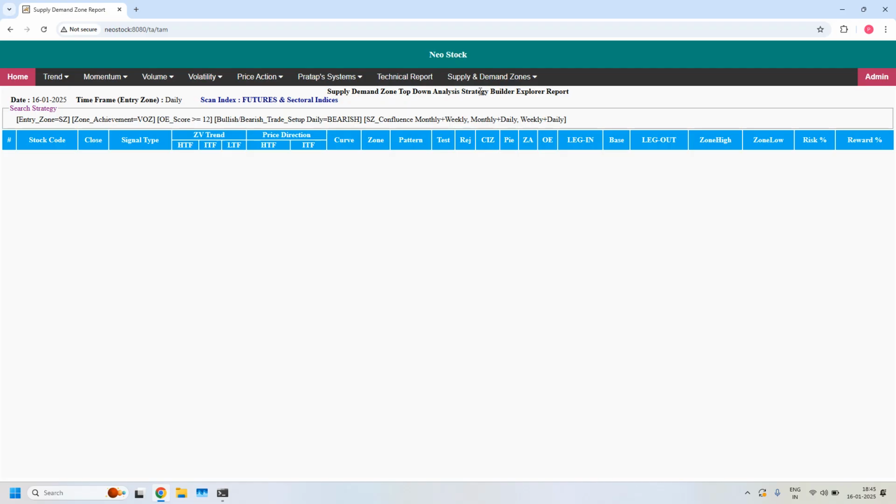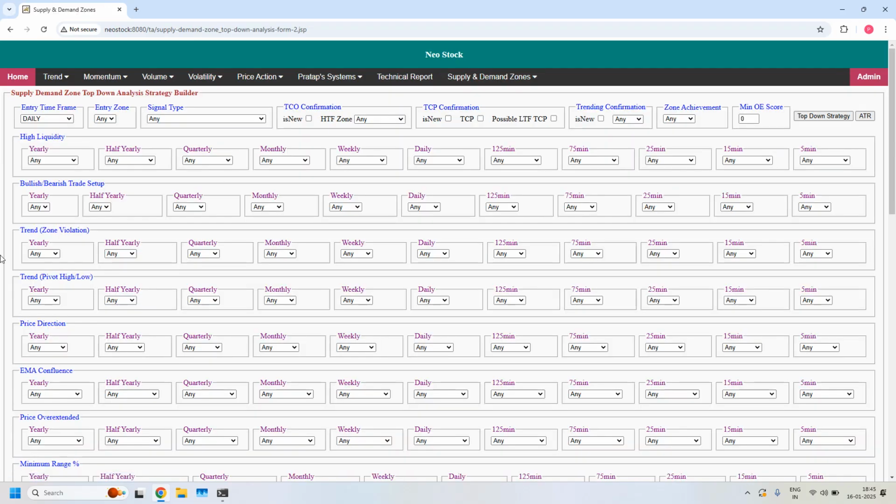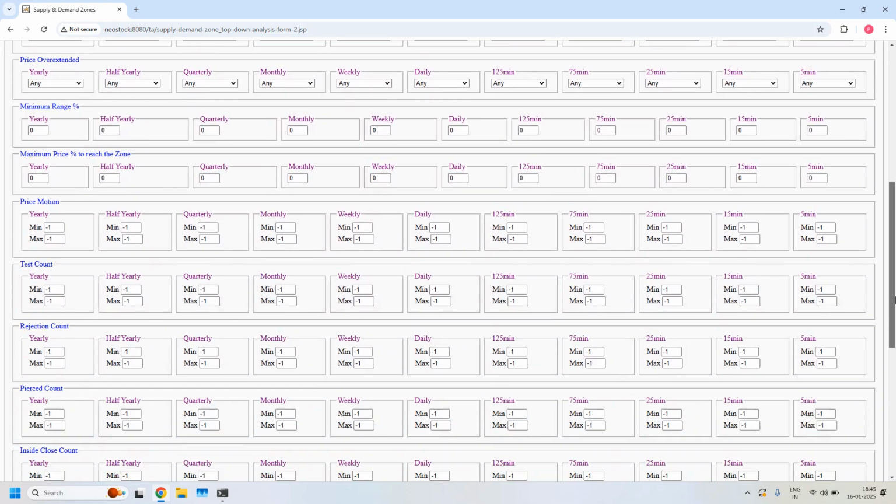Okay, next is a bullish trade setup for weekly income trade. For weekly income trade, entry time frame 75 minutes, entry zone, demand zone. In bullish or bearish trade setup at weekly time frame, I am selecting bullish. And we have to set 3 filters for this 75 minutes demand zone. First filter is 75 minutes demand zone should not be pierced.